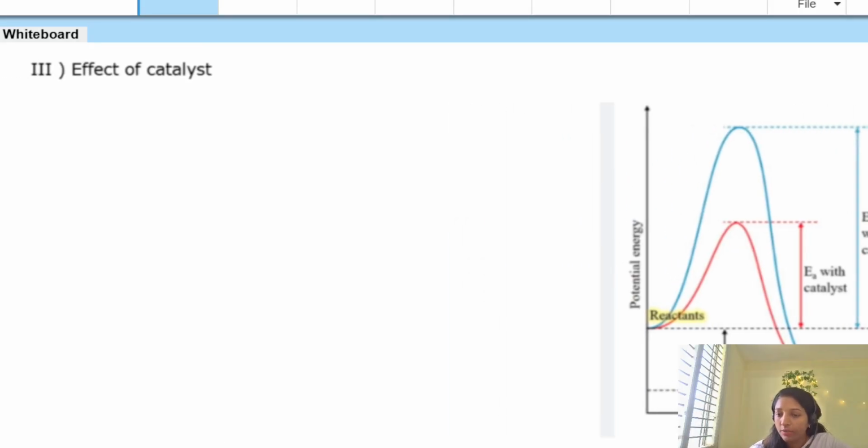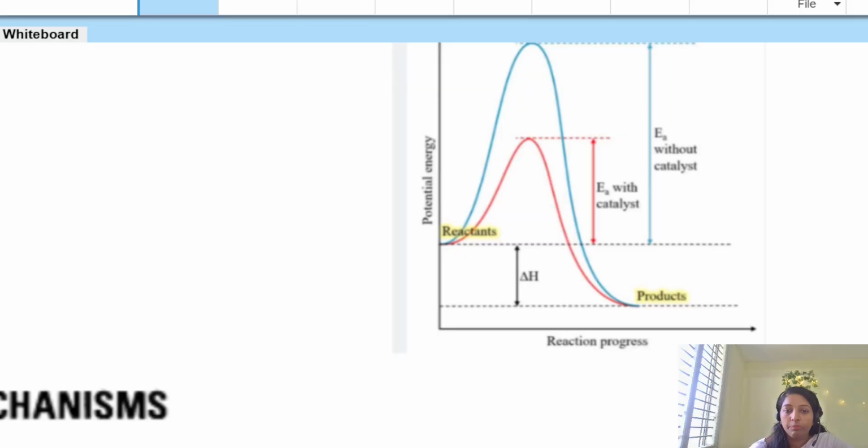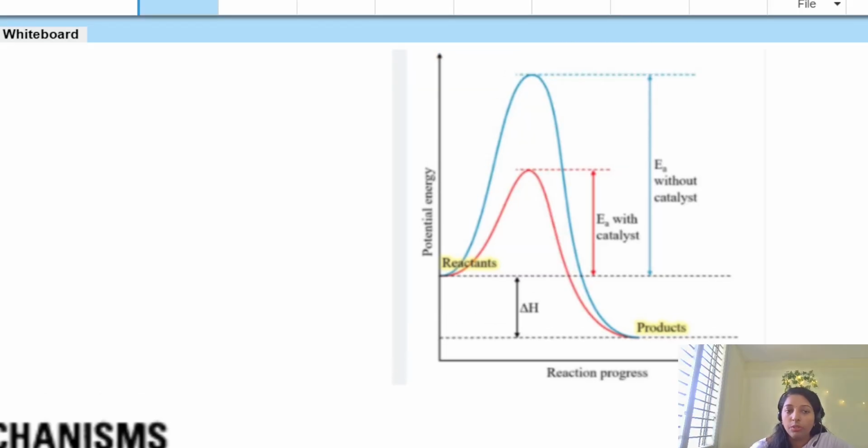How does a catalyst affect the rate of reaction? From this figure you can tell how they affect the rate of reaction. So see, how do catalysts work? They are doing the reaction in a different pathway, an alternate pathway.